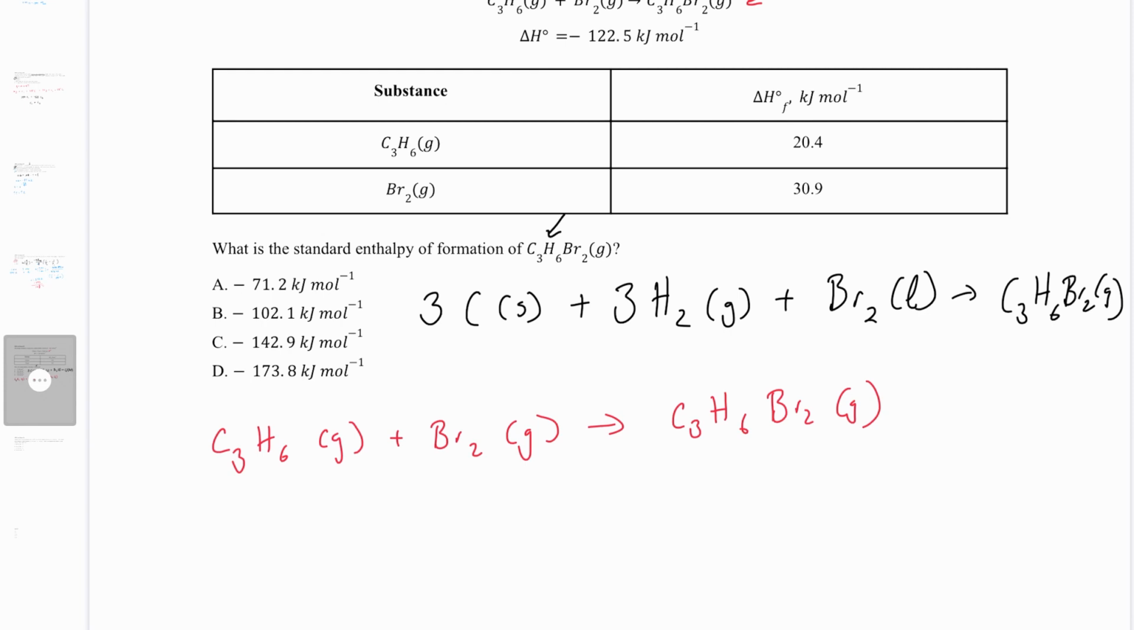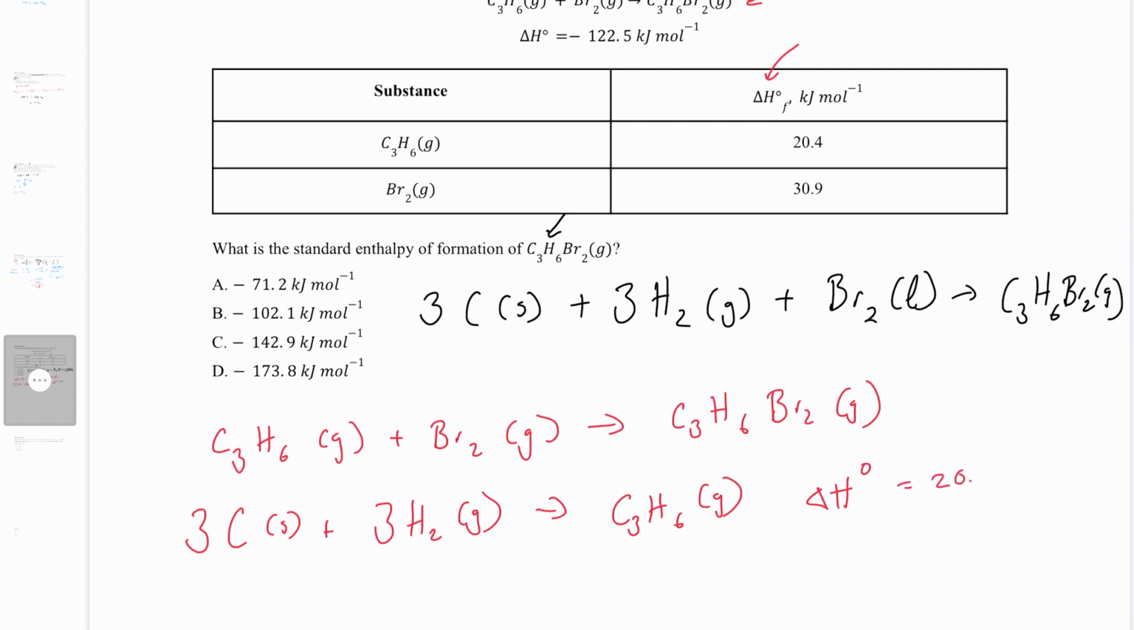The fact that you have an enthalpy of formation means that you have reactions associated with all of these. So in the case of C3H6, it's going to be that 3 carbon solids plus 3 H2 gases are forming C3H6 gas, and this has a change in enthalpy of 20.4 kilojoules per mole.